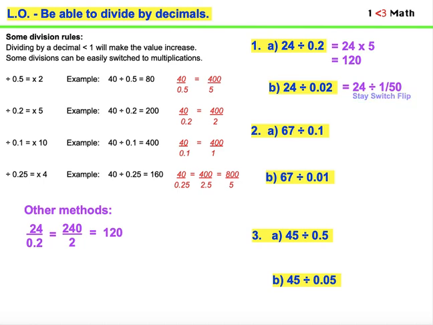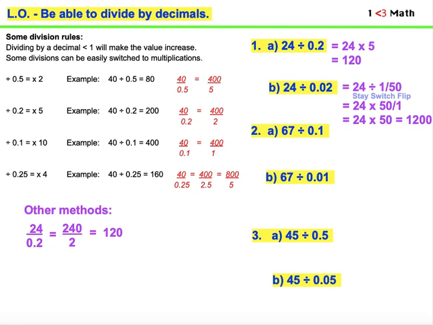So the first number or fraction stays, the divide switches to a times, and we flip the second fraction. So that would become 24 times 50 over 1, which is 24 times 50, and that's 1,200. Now you can see that dividing by something 10 times smaller gives an answer 10 times bigger. Dividing by 0.2 gave us 120, dividing by 0.02 gave us 1,200.